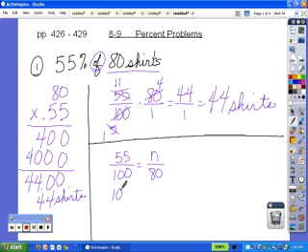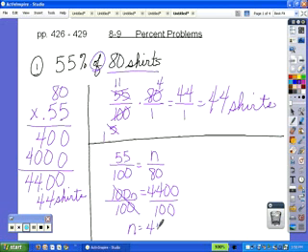So then you would cross multiply. We multiply 55 times 80. Then you would have to divide both sides by 100. And N would be 44 shirts. So you pick whatever method you prefer.